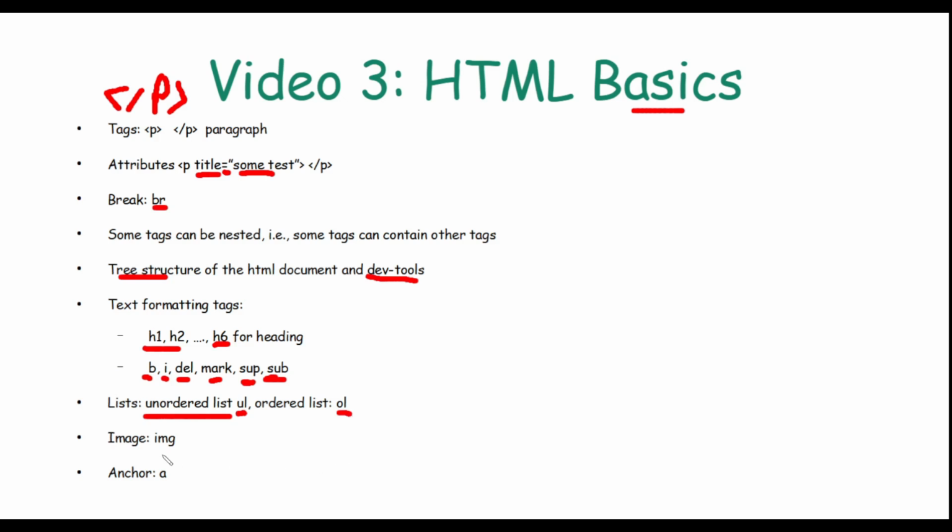And of course, we will be adding an image using the img tag and an anchor, which represents a link which can refer to another page or to another place inside the same page. So let me now open VS Code.